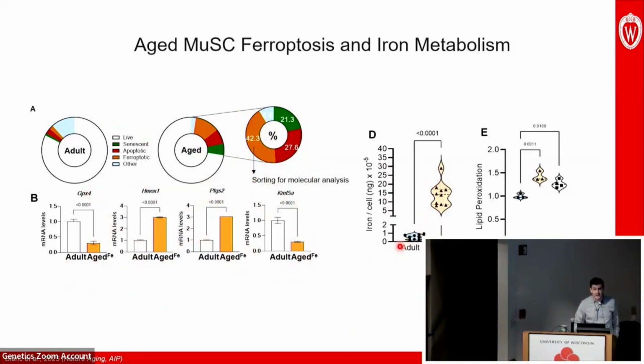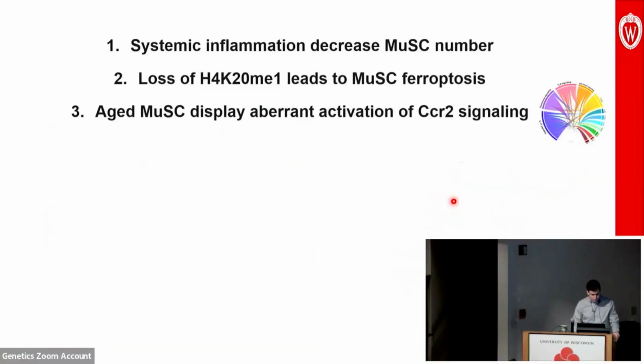Of course, it wasn't as dramatic as in the knockouts, because those are just aged cells, but still a very significant difference in terms of intracellular iron accumulation. And same thing for lipid peroxidation. They were just more sensitive to lipid peroxidation as a whole. And that was even more true when we put them in culture.